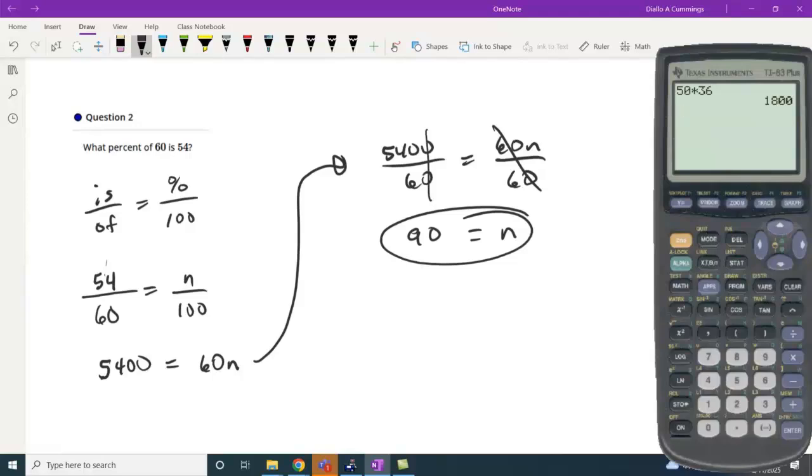Right, so for that second question, N is equal to 90. All right, so we're using a percent equation to set it up and a cross product property to solve.